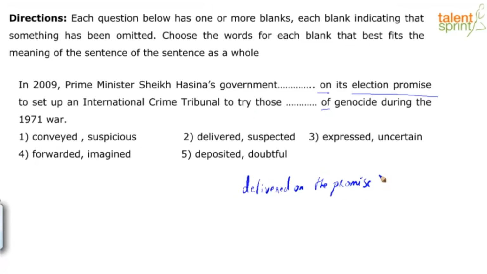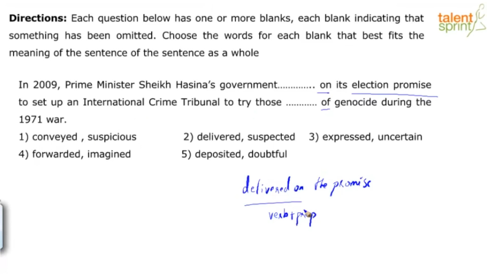He promised he will do this and he delivered on it, which means he kept his word, right? So in the context also, in 2009, Prime Minister Sheikh Hasina's government delivered on its election promise. So if you're familiar with the verb plus preposition collocation, you'll be able to identify this correct option. Again, look at the second blank.